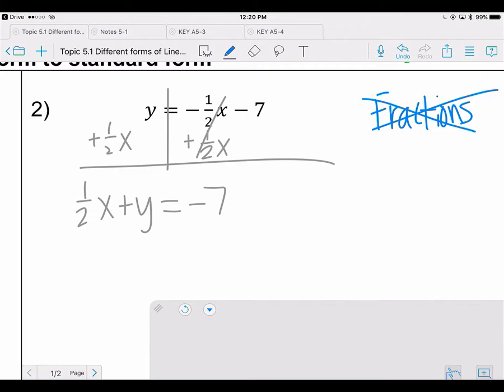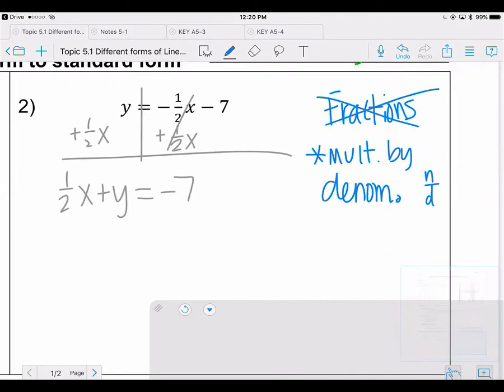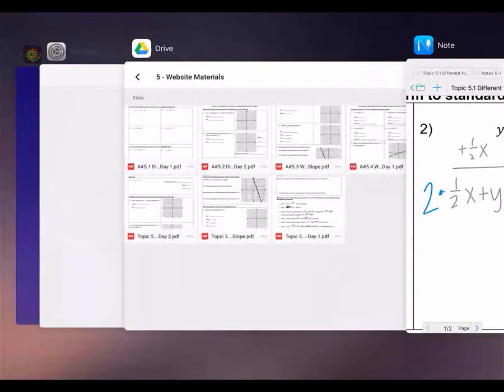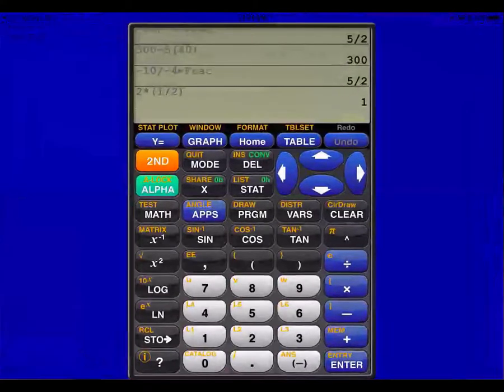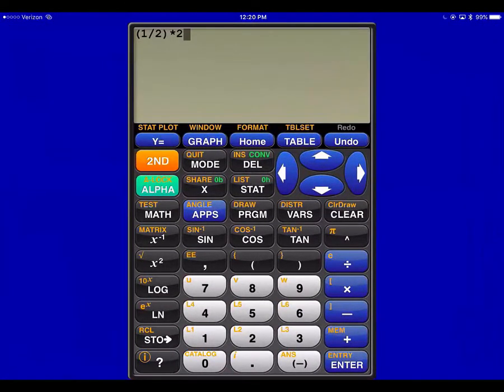Now the way we clear out fractions is we multiply by the denominator. In a fraction, you have your numerator and your denominator, so we are talking about the number on the bottom. Here's why. If I multiply by 2 in my calculator, I originally had 1/2, and I'm multiplying that by the denominator. My answer here happens to be 1. It won't always be 1, but you can see this is a positive whole number, an integer. So if I multiply by 2, I'm getting rid of the fraction.